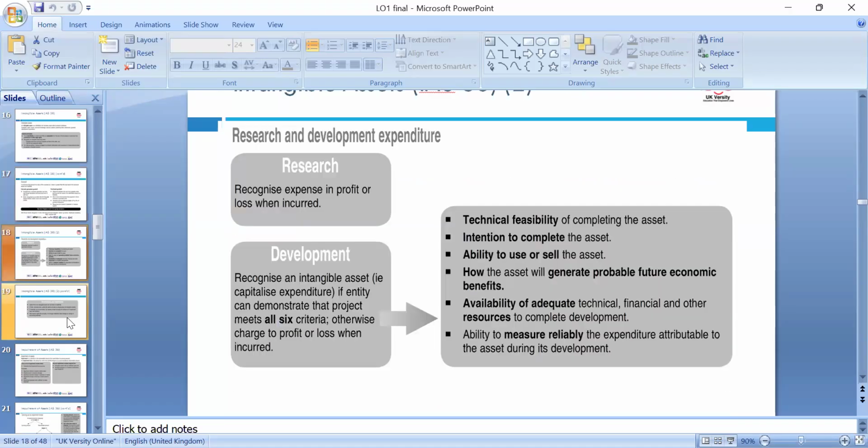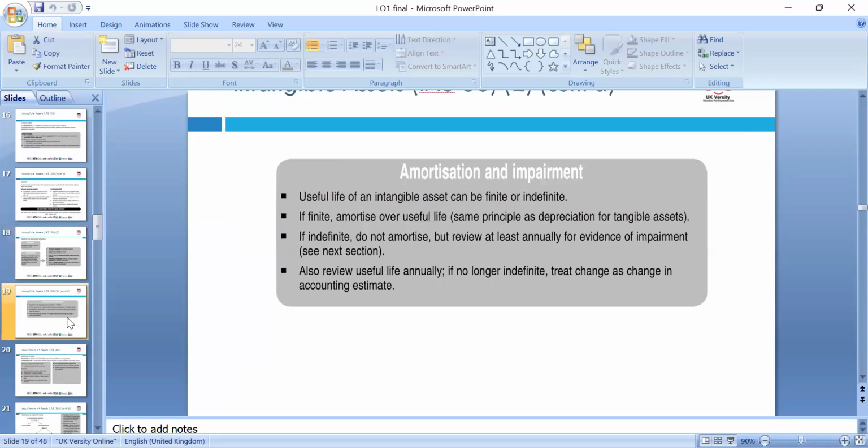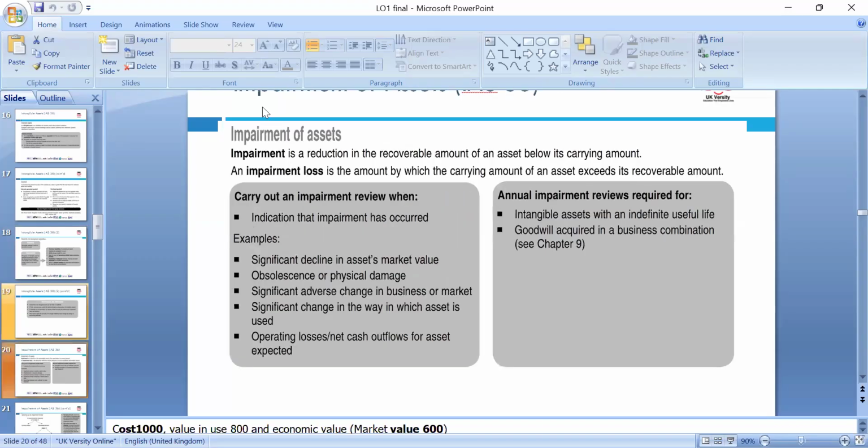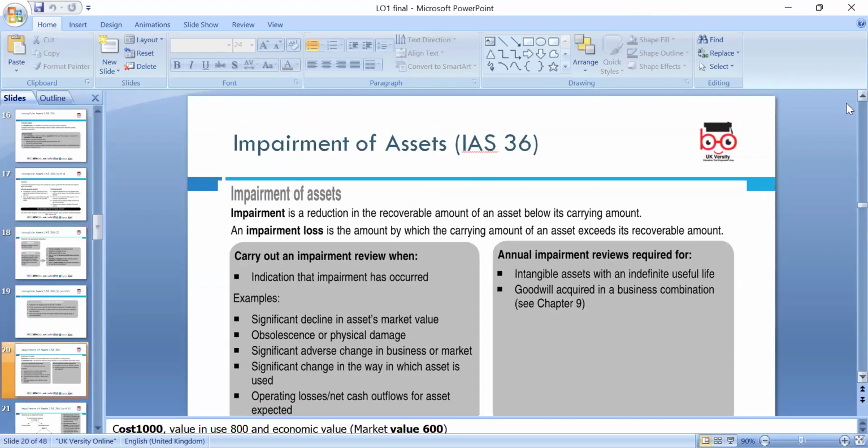Okay, so next we'll go through research and development. Research and development expenditures: if we can measure reliably any money we spend, and we have the resources and technical availability, then we can treat it as an asset. For example, if we develop a formula like a COVID-19 vaccine and can measure it reliably, then those development costs we can capitalize and include in the financial statements. Amortization and impairment are the key things we need to look at under IAS 36, please.